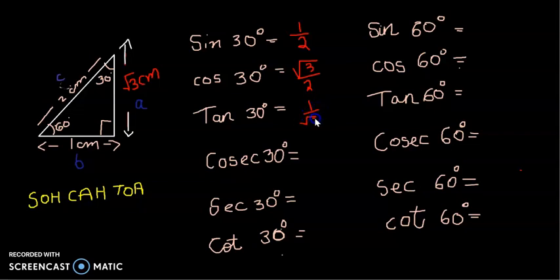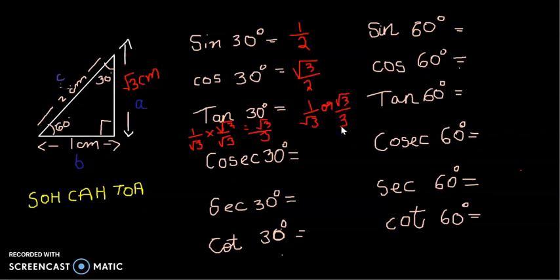Here we can rationalize the denominator by multiplying the numerator and denominator by square root 3. So 1 times square root 3 becomes square root 3, and square root 3 times square root 3 becomes 3. So we can write 1 over square root 3 or square root 3 over 3.